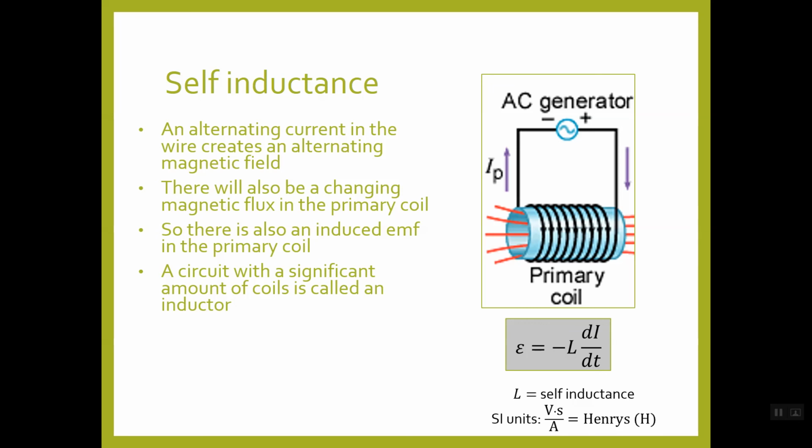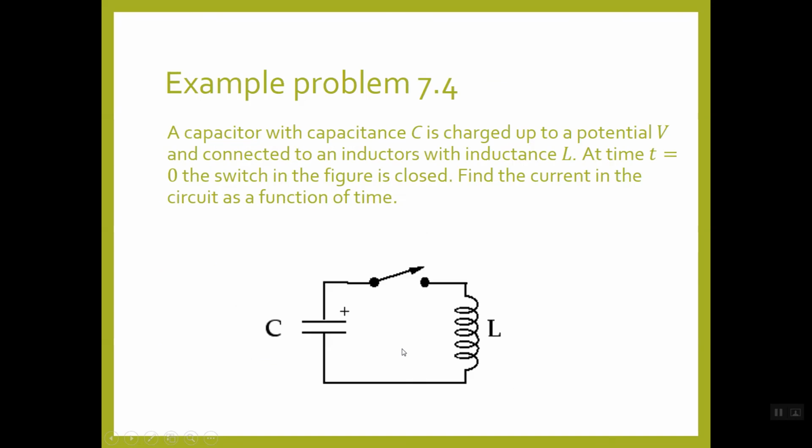And a circuit that has a significant amount of coils is called an inductor. The symbol for an inductor in a circuit diagram is this little coil here. So you'll have your first example problem with an inductor and a capacitor in a circuit.